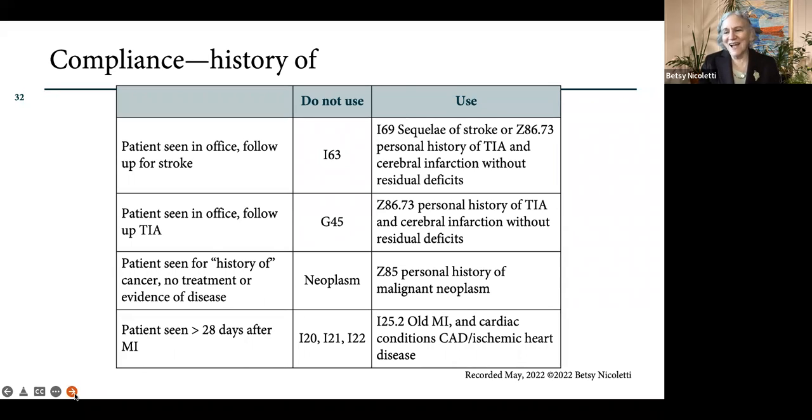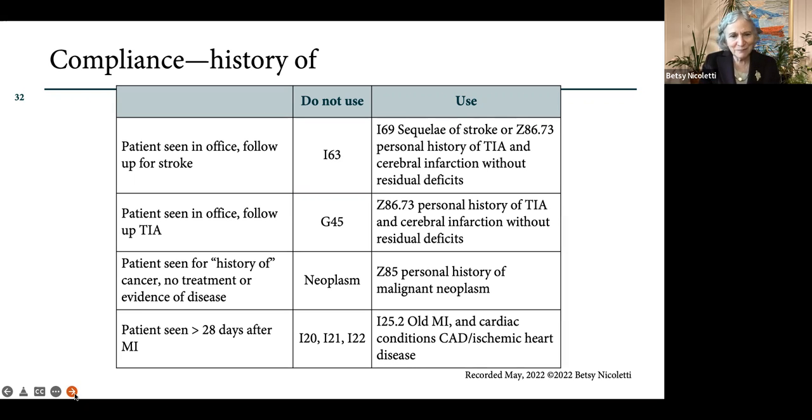Now, how about the ICD-10 guideline? Do not code conditions that no longer exist. We see this all the time. The patient comes out of the hospital and is seen in follow-up for a stroke. The clinician searches stroke and up comes I63. That should be used when the patient is actively having a stroke. When they're seen in follow-up, we're going to use either sequela of stroke or Z86.73, personal history of TIA and cerebral infarction without residual deficits. And the same for TIA. Patient had a TIA last week or 6 months ago. We don't continue to assign it.